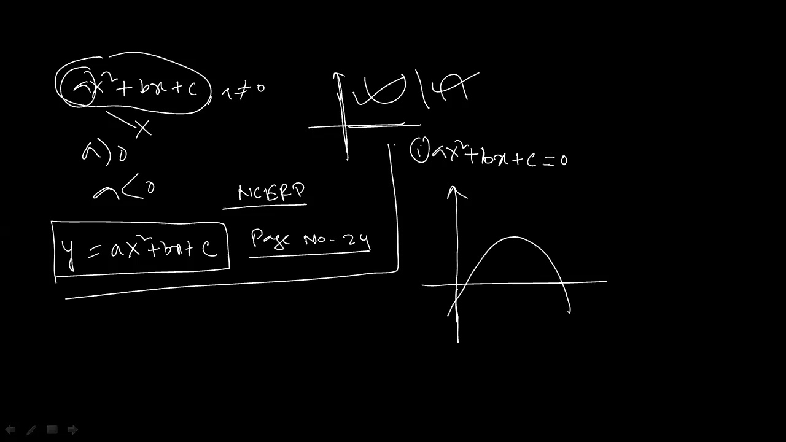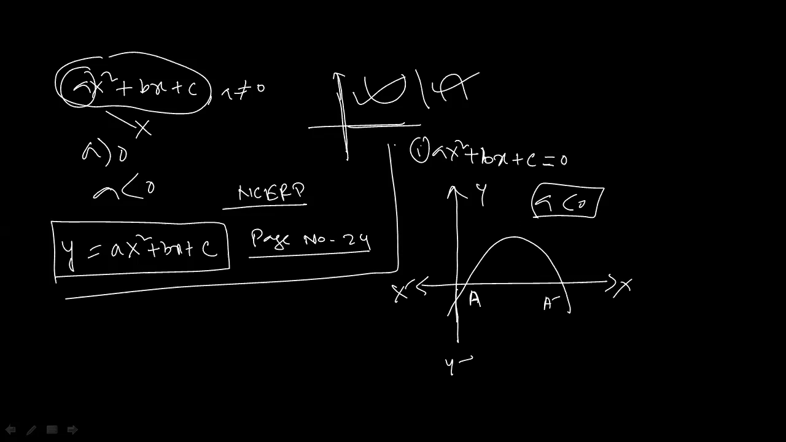Parabola. Now, if you notice, x dash, x, y, y dash, it will cut the graph at a and a dash. That means what? Now see, this is a downward parabola. So after looking at the graph, we can say that here the value of a is less than 0. That's why it is a downward parabola.